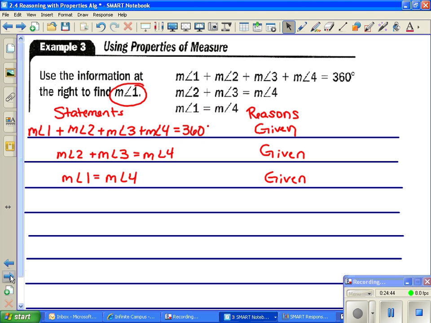Okay, I've been doing this for a while, so I can clearly see what I need to do. But I want you to take a time to look at it and to think, what can I use? The first statement that I'm given has 4 variables: measure of angle 1, measure of angle 2, measure of angle 3, measure of angle 4. I can't solve an equation, even though it's equal to a number, with 4 variables, not without doing some other things. My goal is to get the measure of angle 1. But I know these other 2 things. How can I use those other 2 things to break it down?